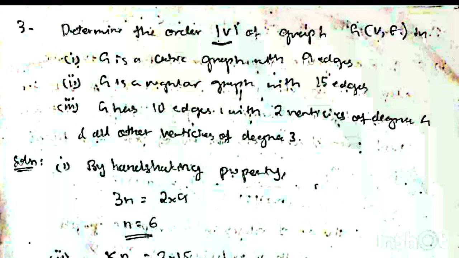In this question we have been asked to find the value of v, which is the number of vertices, in the following cases. G is a cubic graph with 9 edges. Now the degree of each vertex will be 3. So by the handshaking property, 3n, the sum of all the degrees, will be equal to 2 times the number of edges. 2 into 9, so n will be 6.